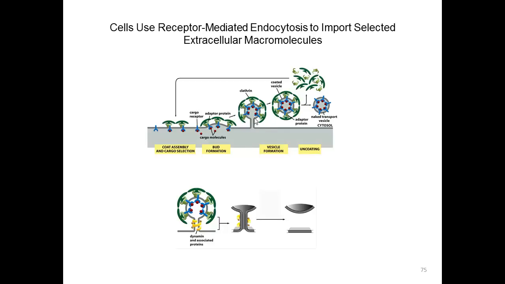Eventually the stalk region is going to get pinched off in an ATP-requiring process by a protein called dynamin, in a boa constrictor type move. Once the endocytic vesicle has made it into the cytosol, the clathrin will be released and you have what's referred to as a naked transport vesicle.